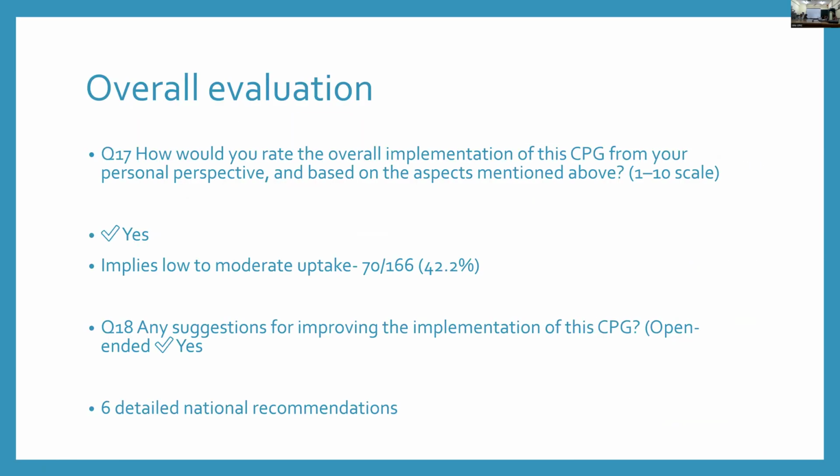Overall evaluation. So the question is, how would you evaluate overall? You can scale it from 1 to 10. Here they have not scaled from 1 to 10, but they have said low to moderate uptake, around 42%. Maybe around 40% is what they have said. Any suggestions for improvement? That's the last question. Here they have given 6 detailed national recommendations, and this is how it looks.